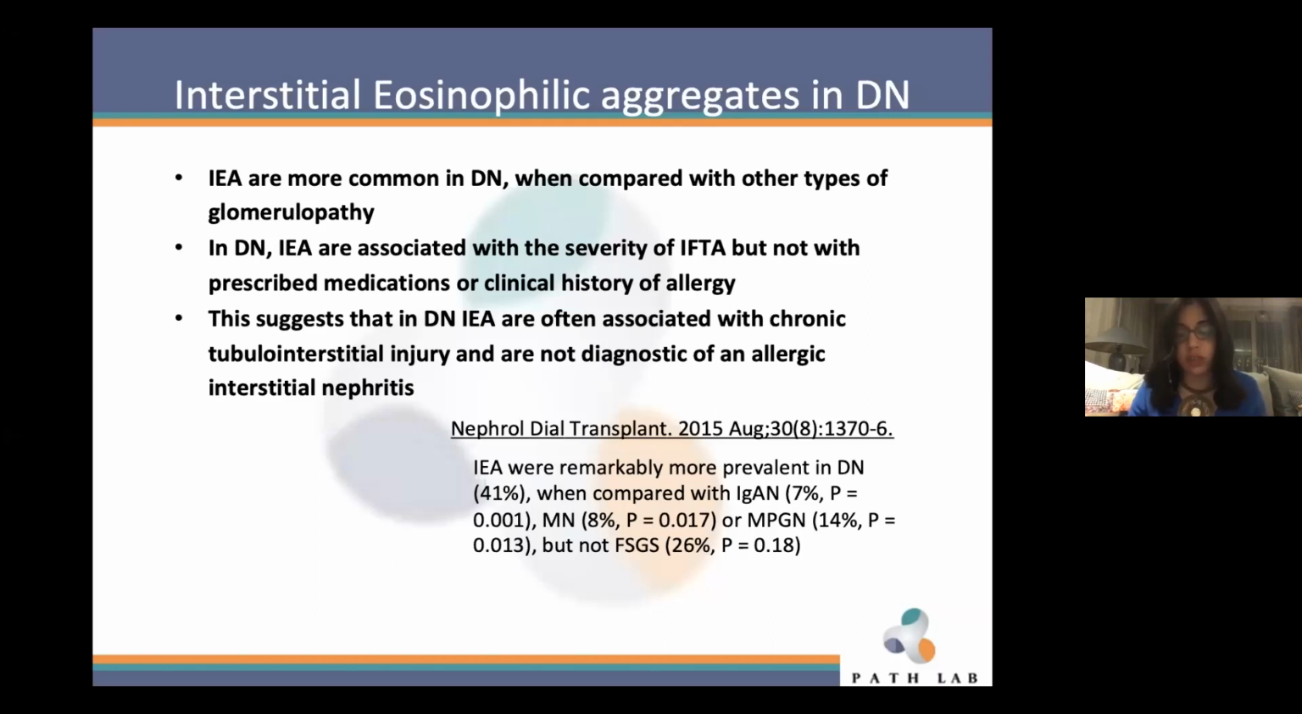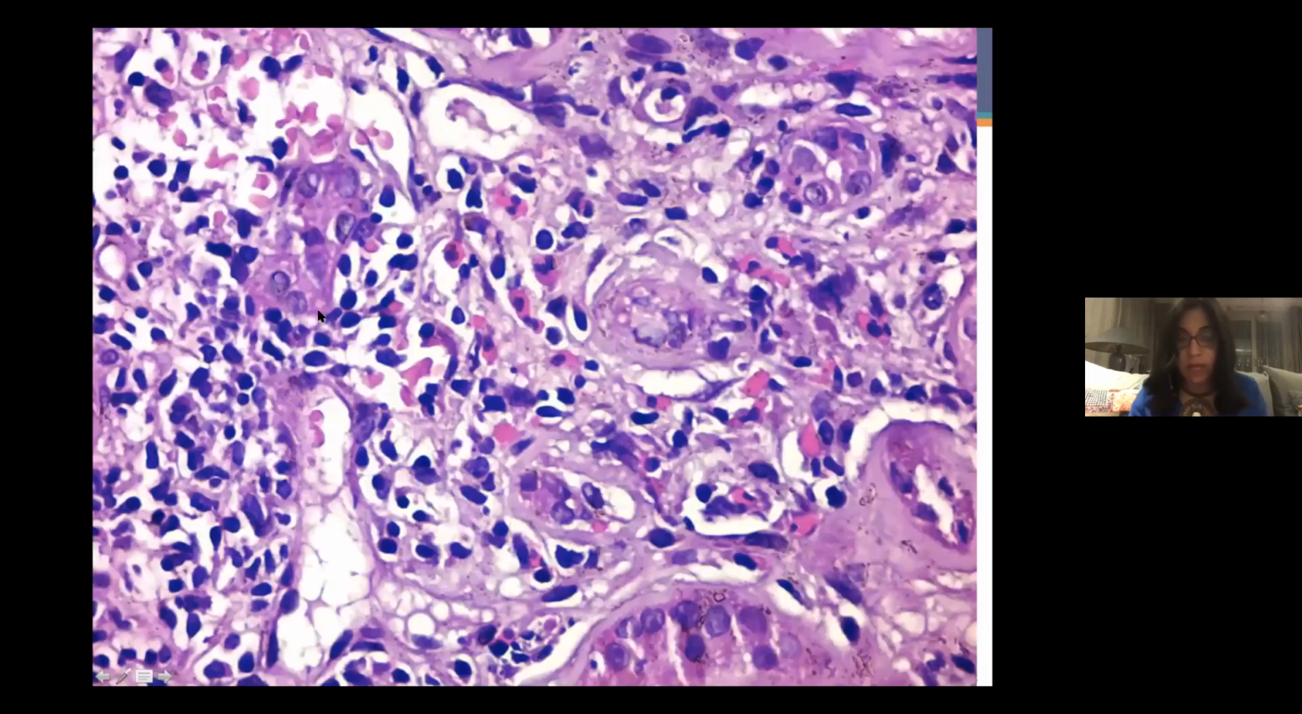So the more interstitial fibrosis and tubular atrophy you have, the more incidence of eosinophils you're going to have in the interstitium, and they are not related with any prescribed medications or clinical history of allergy. It might suggest that these are associated with chronic tubulointerstitial injury. And this was a nice study done specifically on eosinophilic aggregates to resolve the debate in 2015. It's published in NDT, and they have found the same findings. This is eosinophils from biopsy, and this is how they look.